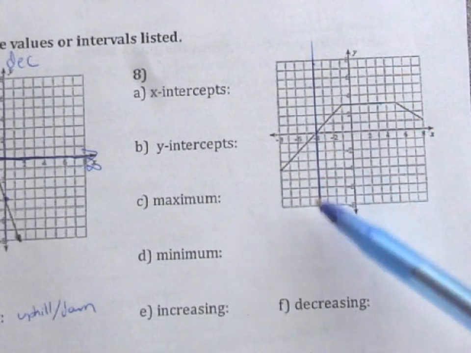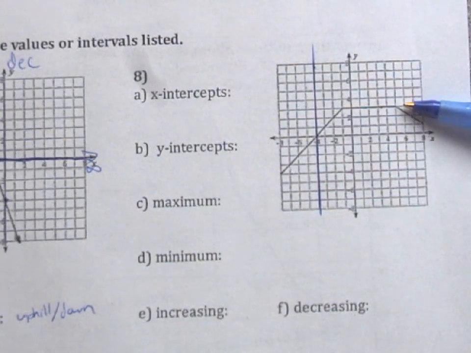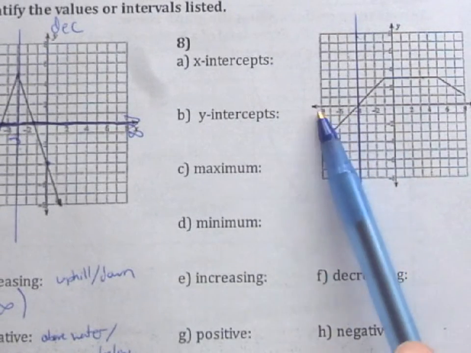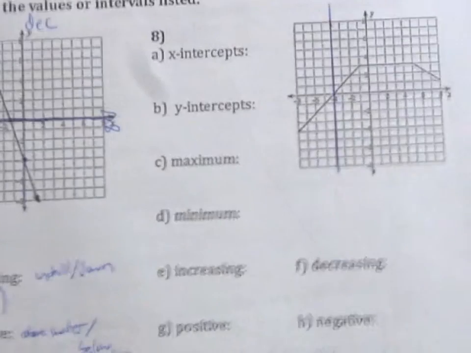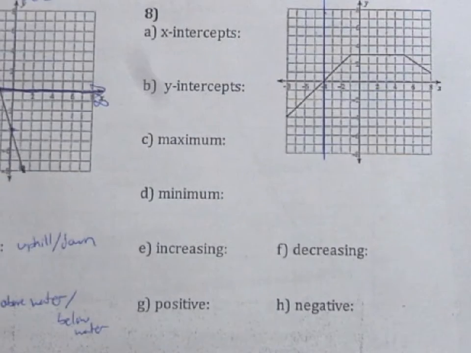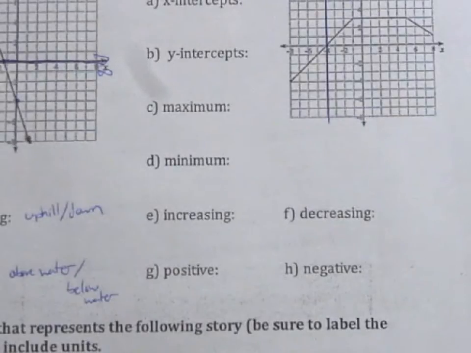When we talk about increasing, decreasing, we don't care how high it goes. That's for max and min. For increasing and decreasing, we're talking about at what part of the x-axis is the graph going up and at what part is it going down. Okay? That should help you get started.